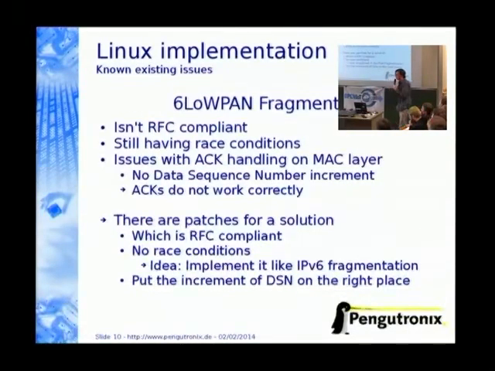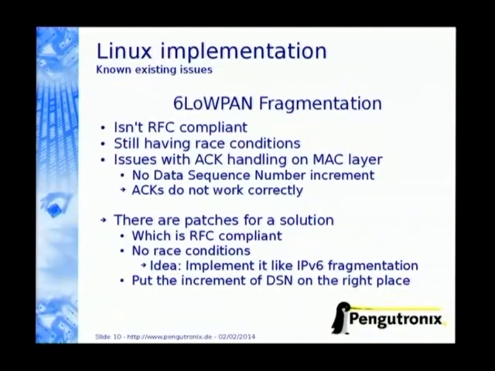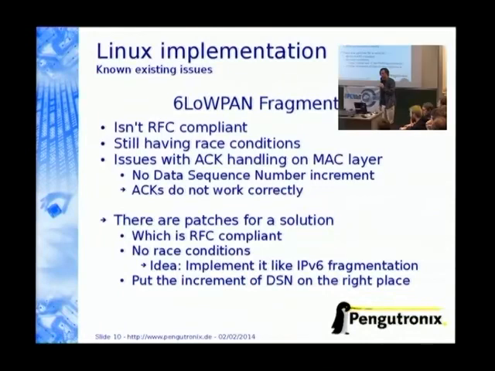So there are also known existing issues, the 6LoWPAN fragmentation. And this is currently mainline not RFC compliant and still has these race conditions. So it's like Russian roulette while you use the fragmentation, and there are also some issues with the acknowledge handling in the MAC layer. But I have some patches for this, which are RFC compliant and have no race conditions anymore, I hope.